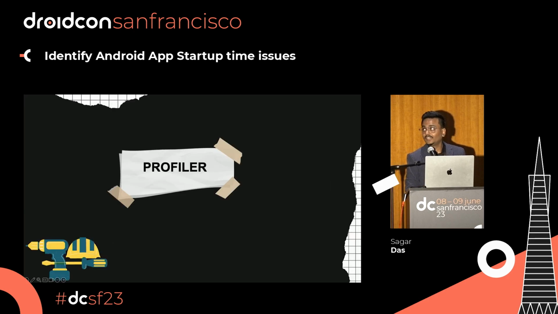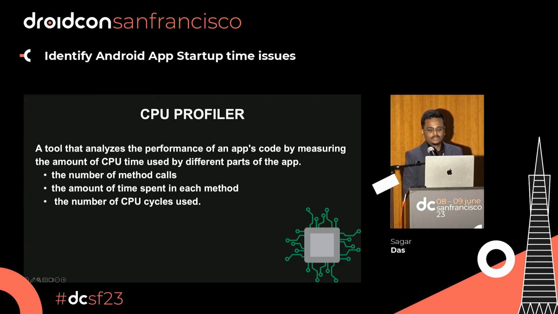The third and one of my favorite topics or tools is Profiler. And we'll be talking specifically about CPU Profiler in this talk. Now, CPU Profiler is something that comes bundled with Android Studio. It's a tool that analyzes performance.